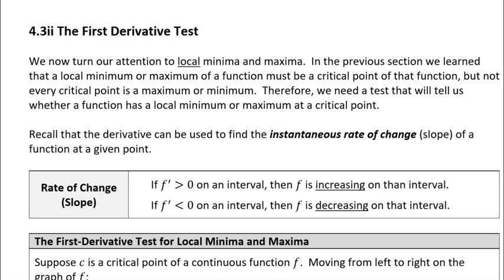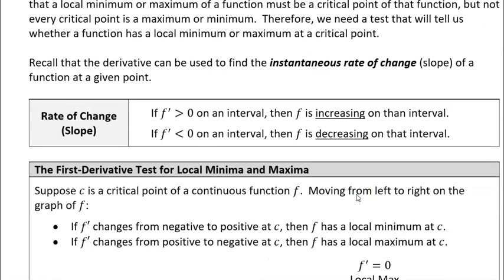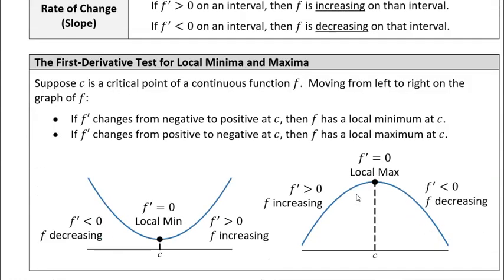And the first test that we're going to learn is the first derivative test. Now, the first derivative test is just based on the fact that the derivative tells us about the slope of the function, right? If the derivative is greater than 0, the function is increasing. The original function f is increasing. If the derivative is negative, that tells us that the function is decreasing, okay?